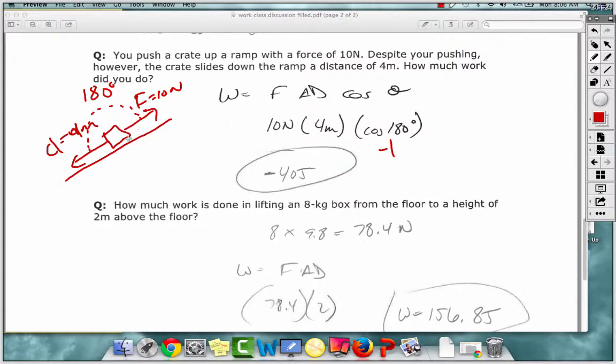What that basically means is this box lost 40 joules of energy as it slid down the ramp. So you can have negative work. Don't think that that's a wrong answer. That is very possible if the force and the displacement are in opposite directions. Typically, the number one thing that's going to provide negative work is friction, because friction is always going to oppose your motion. So it's always in the opposite direction of the displacement, and so that almost always will provide negative work. So keep that in mind.